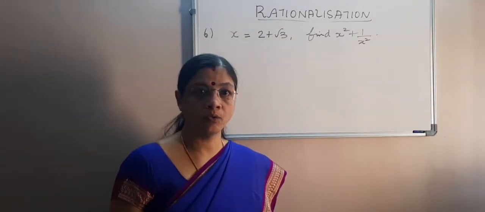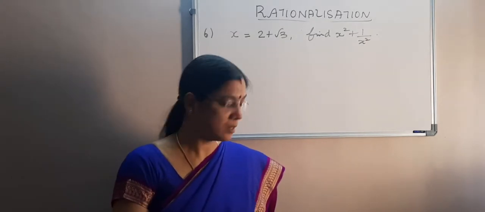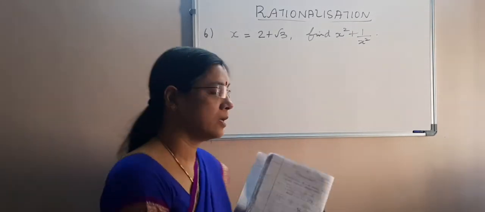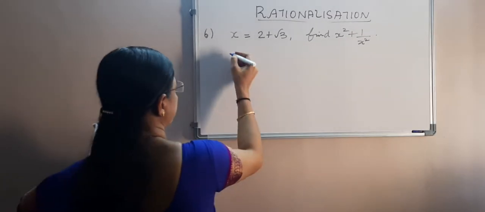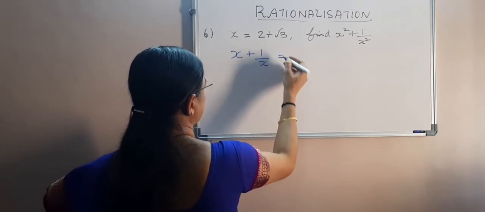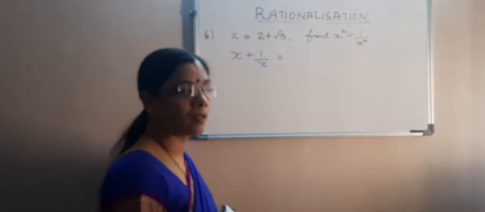That is, how do we get x plus 1 by x first? X plus 1 by x, then x square plus 1 by x square. So let us see what is x plus 1 by x first. See, x plus 1 by x. Okay, if I know x plus 1 by x, isn't it?